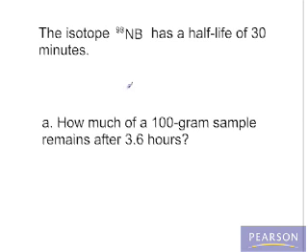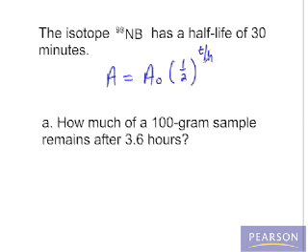This problem is dealing with the half-life of a radioactive material, and the half-life formula is the amount that you have is equal to the initial amount times 1/2 raised to the T over H power. H is the half-life of the substance, and T is how much time has progressed. And I want to remind you, you got to make sure T and H are in the same units. If T is in days, H must be in days, etc.